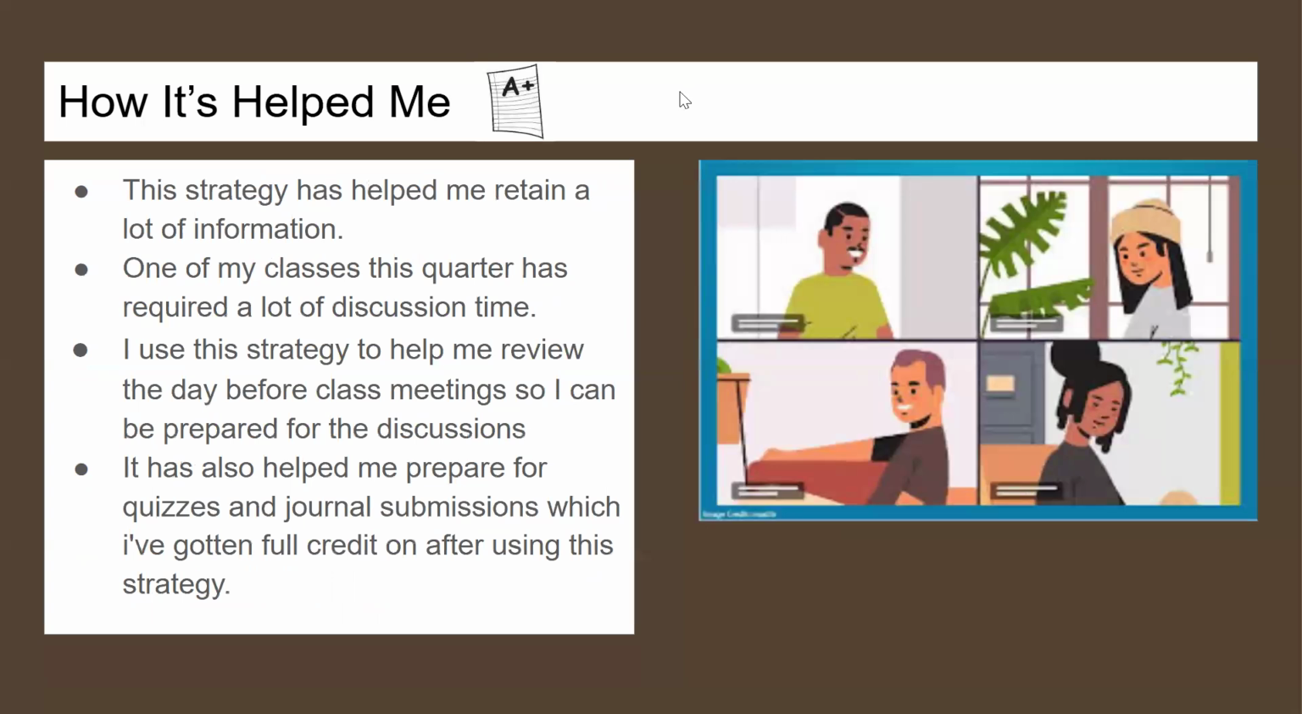The strategy has helped me to retain a lot of information. For one of my classes, specifically this quarter, we have to do a lot of discussing after reading the text. So we'll read the text one day and then the next class we'll have discussions based on it. So using this strategy has helped me become prepared. Whenever we have discussions or she gives out a quiz or a journal submission, I'm able to submit it effectively and I've gotten full credit on every assignment that I've used this strategy for.